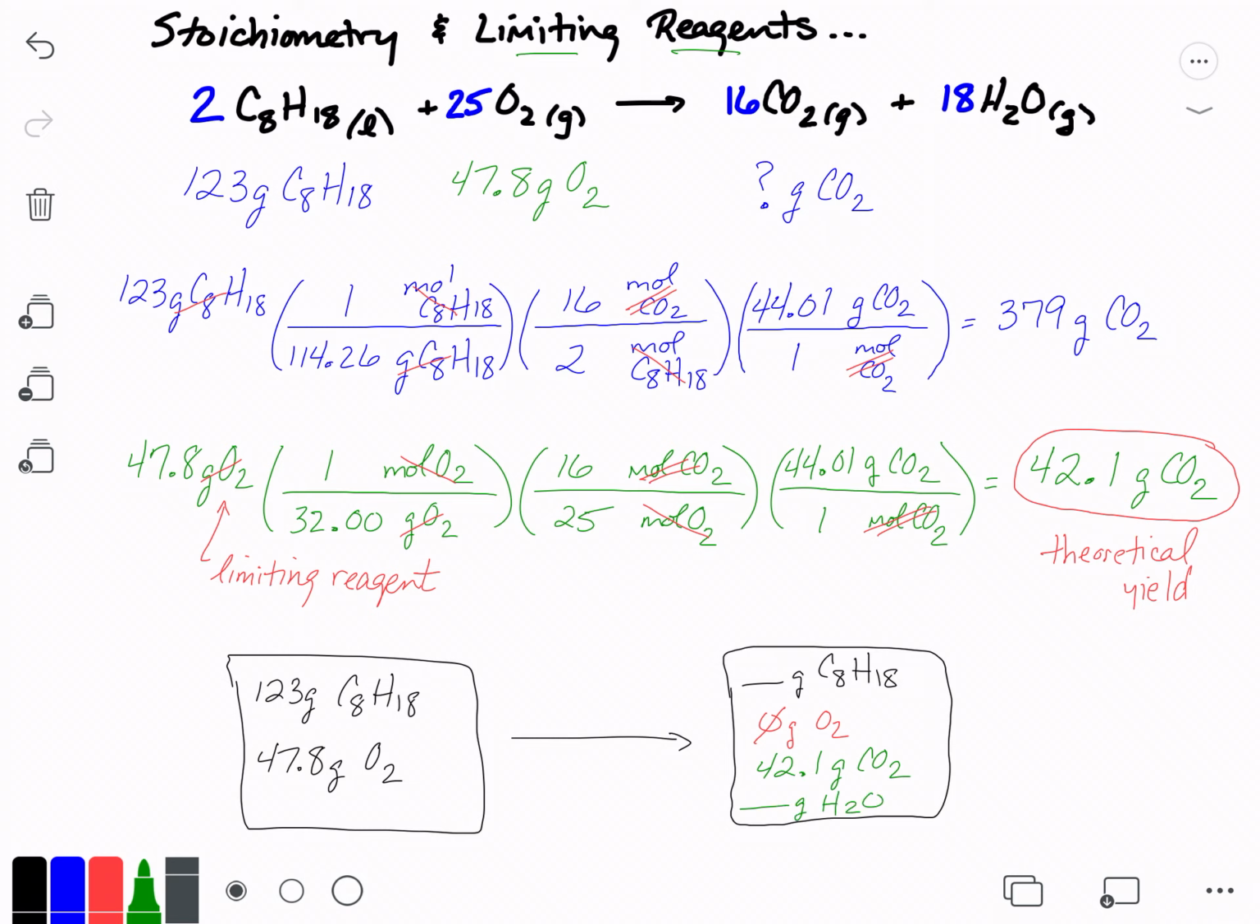And if I wanted to, I could go ahead and calculate how much water vapor. It would just be a matter of changing that third green bracket, changing the moles of CO2 to instead read moles of water, and then changing that last bracket. This is the concept of limiting reagent. It's particularly important in real-world chemistry.